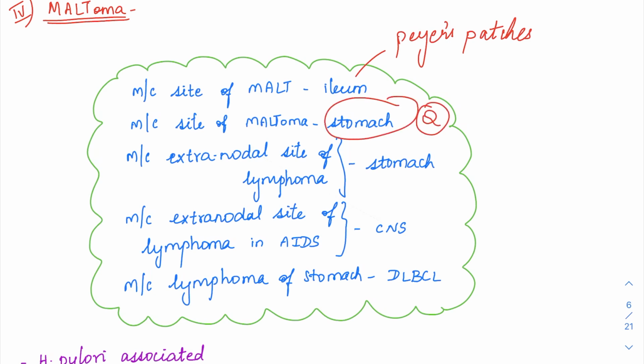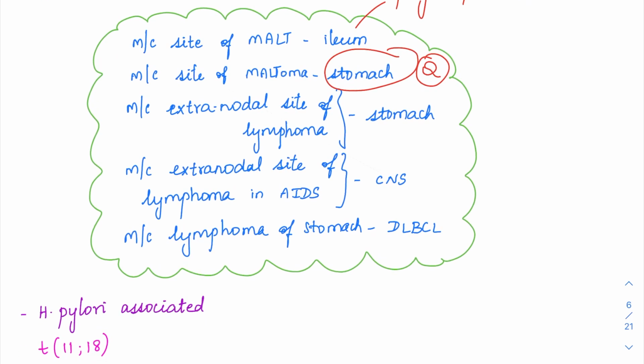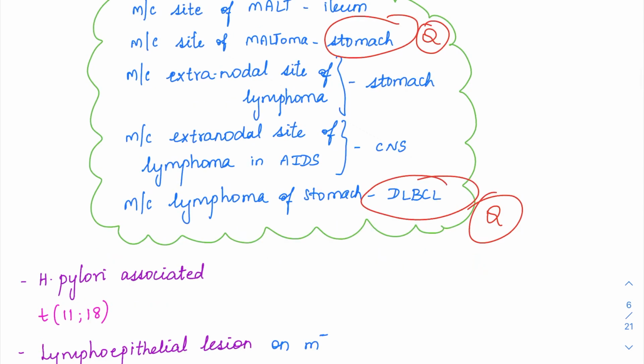Okay, so this can be asked. It is a confusing thing. So remember, MALT tissue is present normally in the ileum, but the most common site of maltoma will be the stomach. But if they ask what is the most common lymphoma occurring in the stomach, it will be DLBCL and not maltoma. So the most common lymphoma in the stomach will be diffuse large B cell lymphoma and not maltoma. But maltoma most commonly occurs in the stomach. And also the most common extranodal site of lymphoma will also be the stomach.